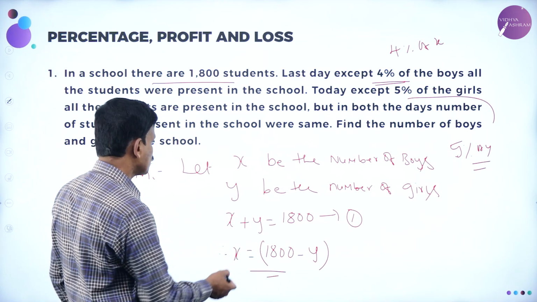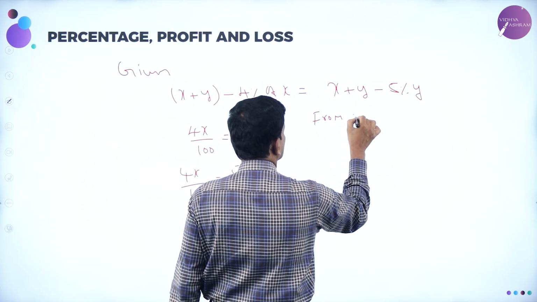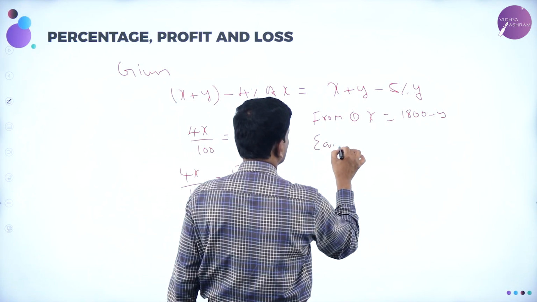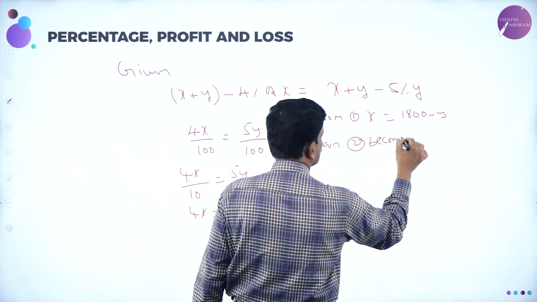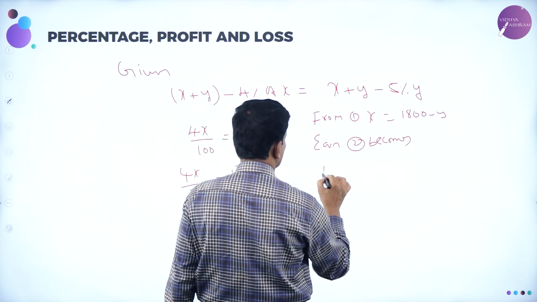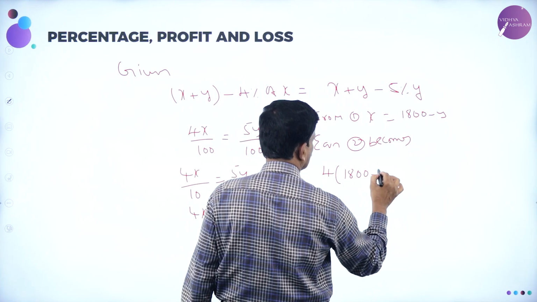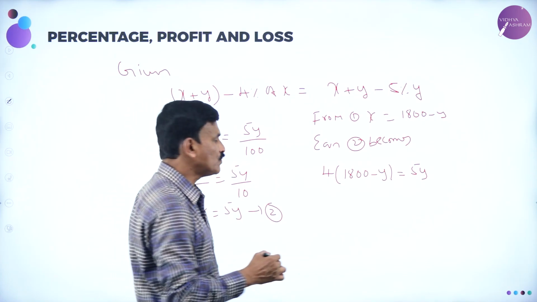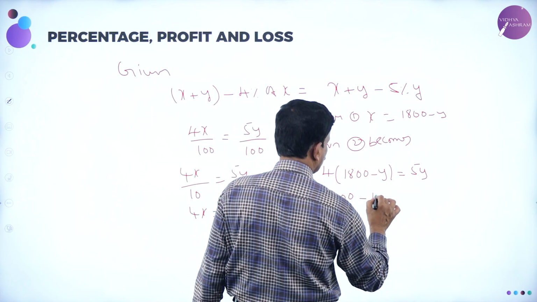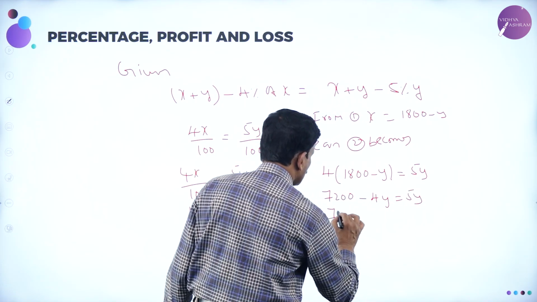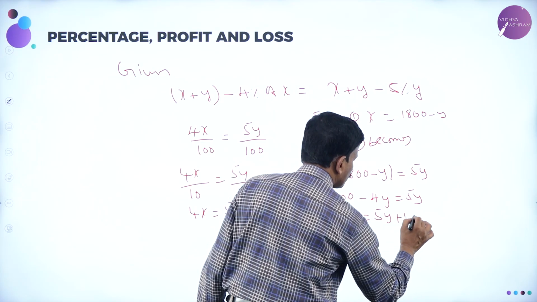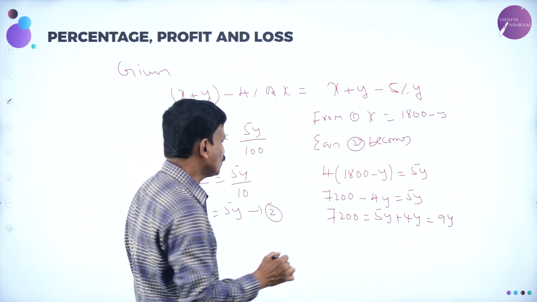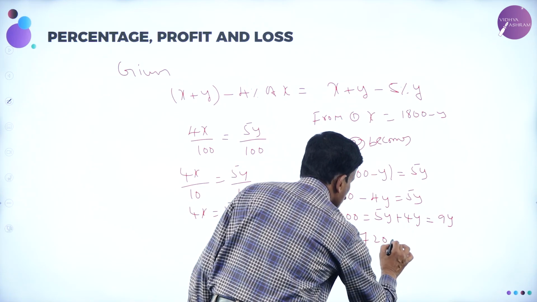Now just substitute the value of x from equation 1. What is x? x is equal to 1800 minus y. Substitute here. Equation 2, what is equation number 2? 4x is equal to 5y. 4 into (1800 minus y) is equal to 5y. Simplify this. 1800 into 4 is 7200 minus 4y is equal to 5y. Or 7200 is equal to 5y plus 4y. Bring this 4y to the right hand side. It becomes plus: 4 plus 5 is 9y. Therefore, y is equal to 7200 divided by 9.